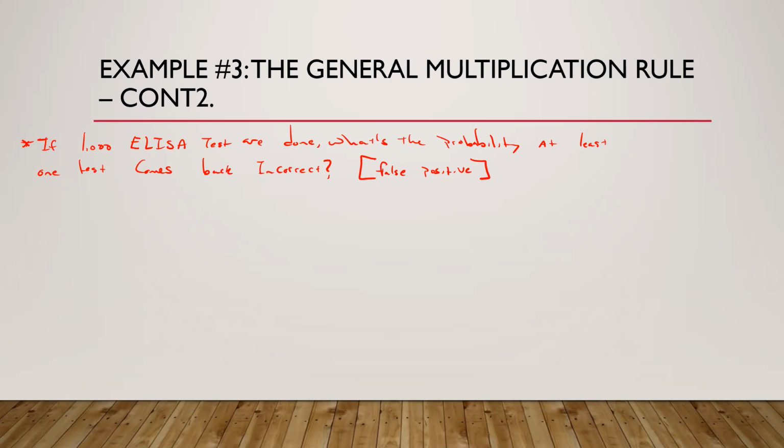I have no idea how to do this problem. I kid around. I know how to do this problem, but can anybody guess what the key word or words are here that make this a little difficult? At least. At least one, right? The words "at least one" make this a really difficult problem. Okay, so this is the probability of at least one incorrect.